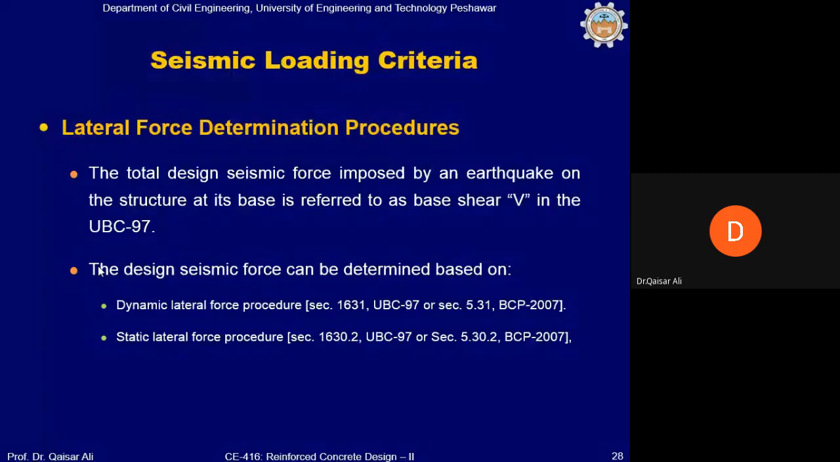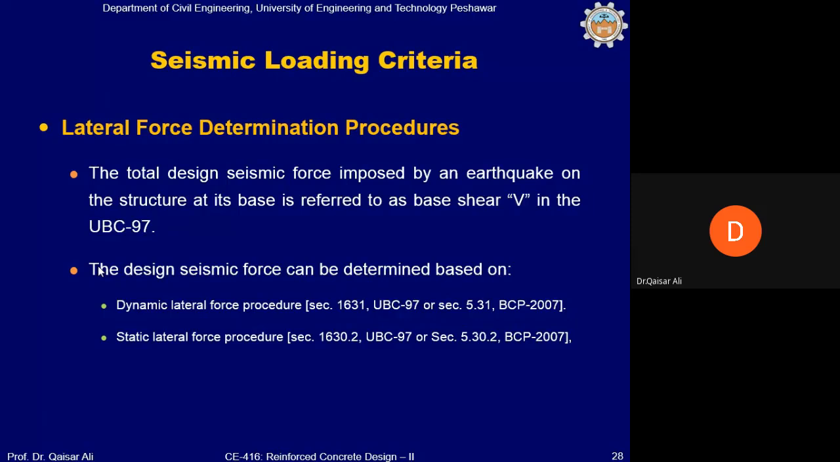The upper part of the structure cannot move due to inertia and lags behind, and this relative displacement between the roof or the top floors and the ground causes stresses in the structure. The resistance of the structure against these stresses must be such that the structure does not collapse.